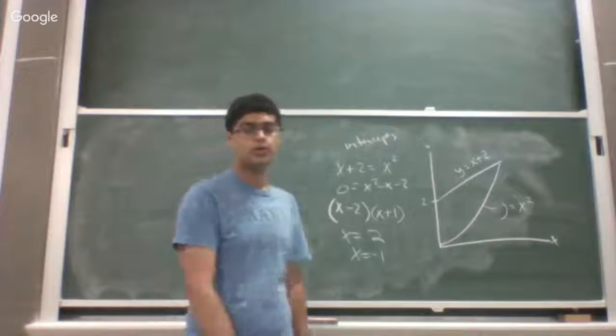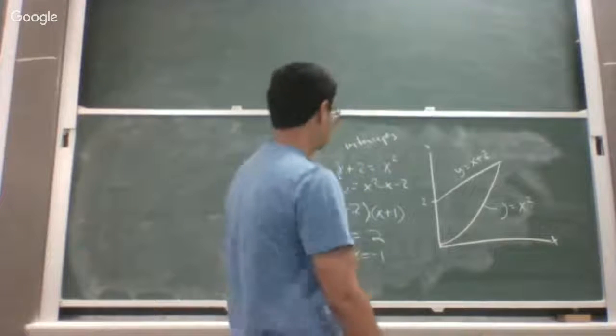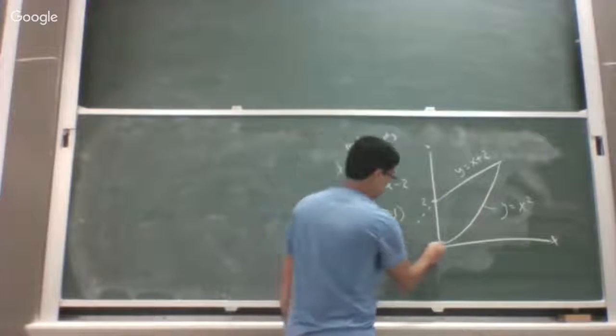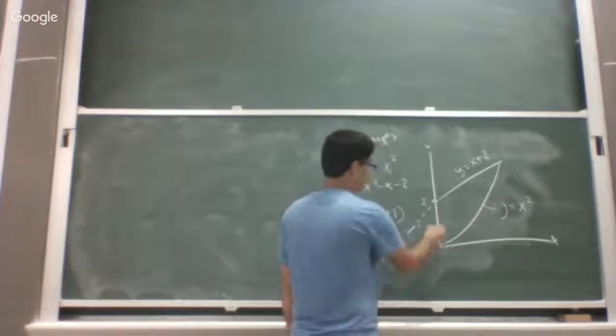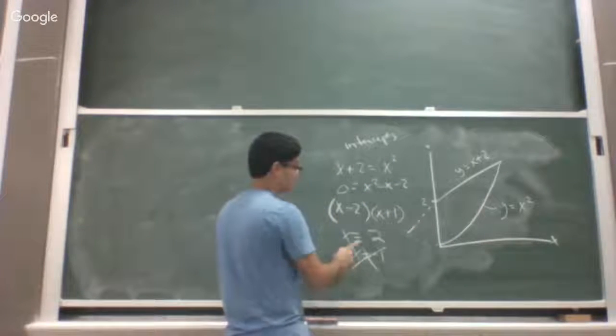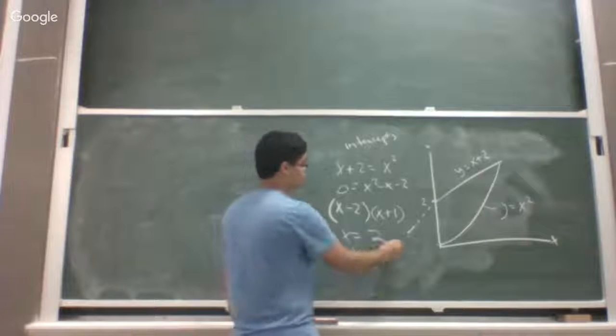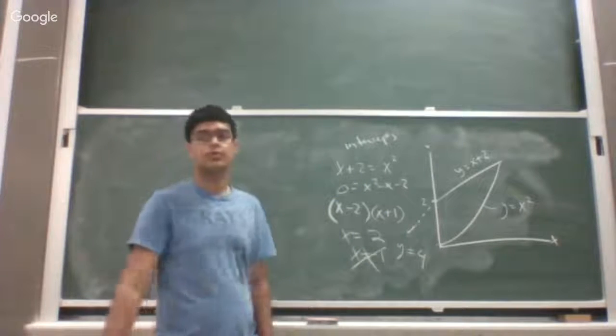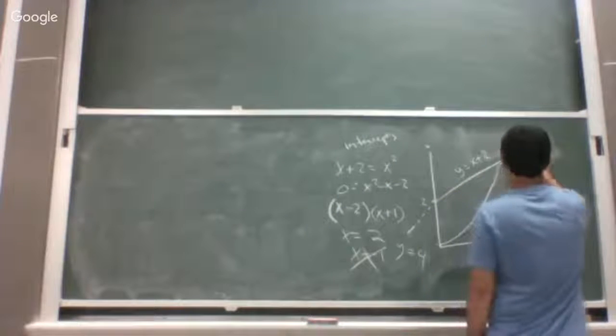The negative 1 would be in this region, and the graph goes like that. We're not interested in that, so we don't care about it. When x is equal to 2, y is equal to 4. So the point here is (2, 4).